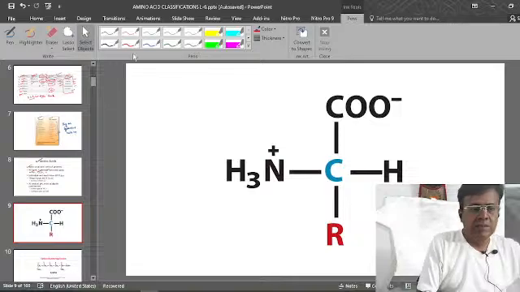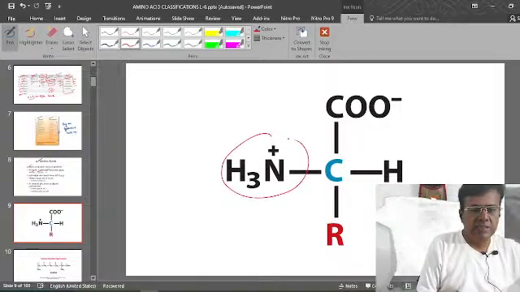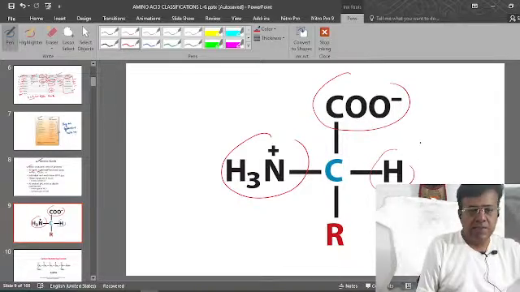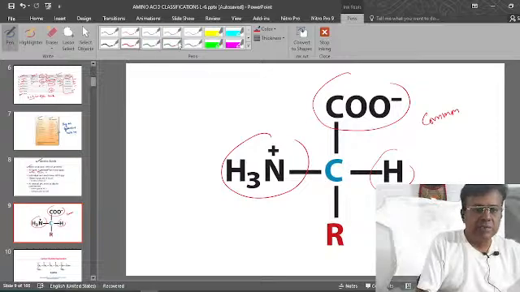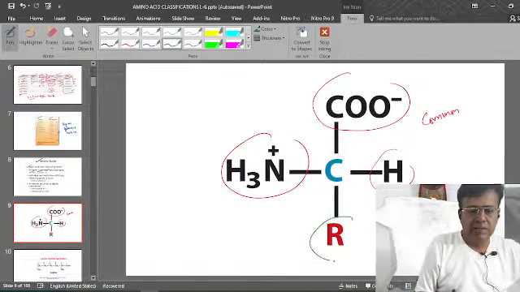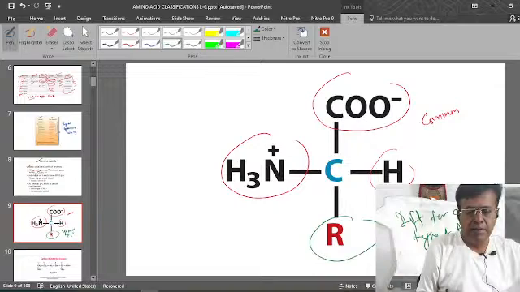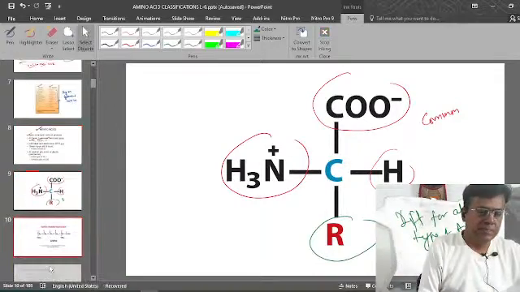This is the NH3, this is COO minus and H. These are the common structure, right? But what is different? This R is different for all types of amino acid, okay?